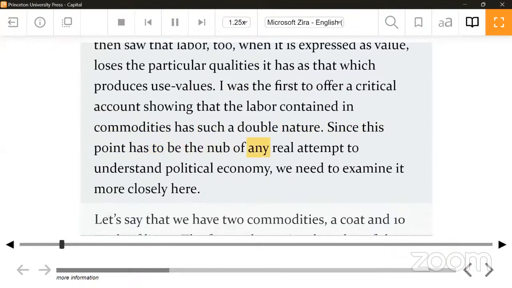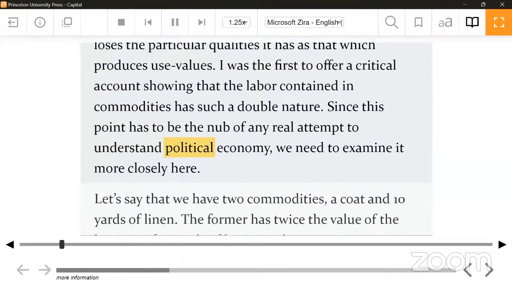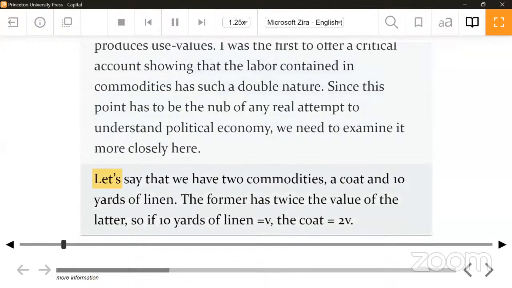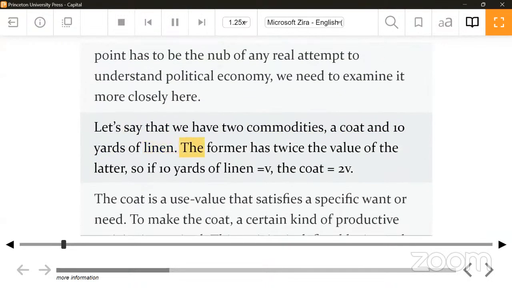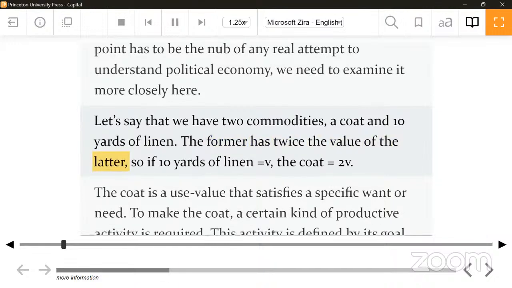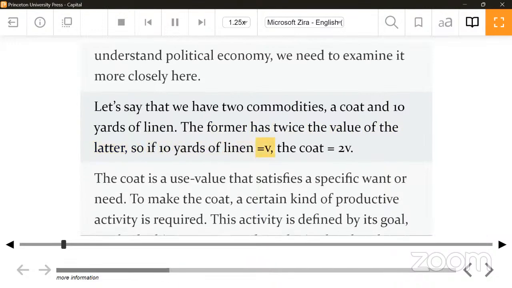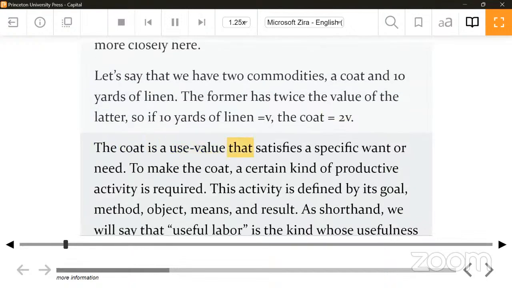Since this point has to be the nub of any real attempt to understand political economy, we need to examine it more closely here. Let's say that we have 2 commodities, a coat and 10 yards of linen. The former has twice the value of the latter, so if 10 yards of linen equals V, the coat equals 2V. The coat is a use value that satisfies a specific want or need.